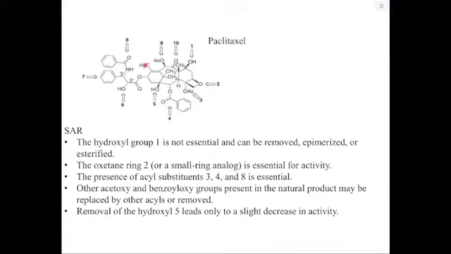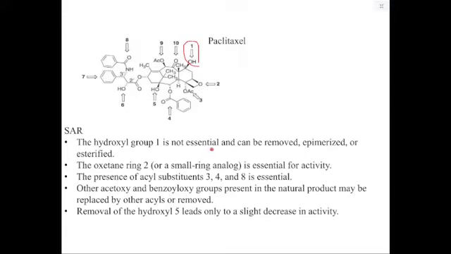Some of these groups you can change, others have to remain fixed. So let us mention some of those groups. The hydroxyl group in position 1 is not essential; it can be removed, epimerized, or esterified. Starting with position 1, that hydroxyl group is really not necessary for activity in paclitaxel. It can be removed. It can be epimerized: this is a beta orientation, which means it can also carry the alpha orientation, or you can esterify it with no change of activity.